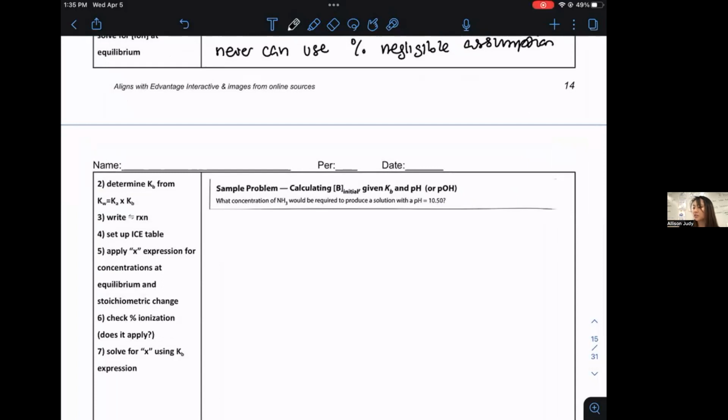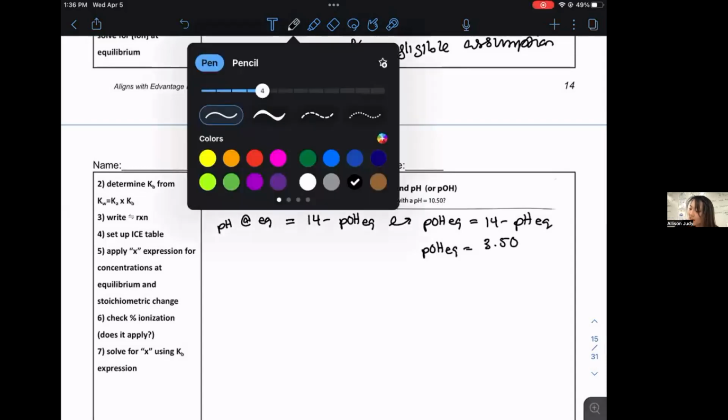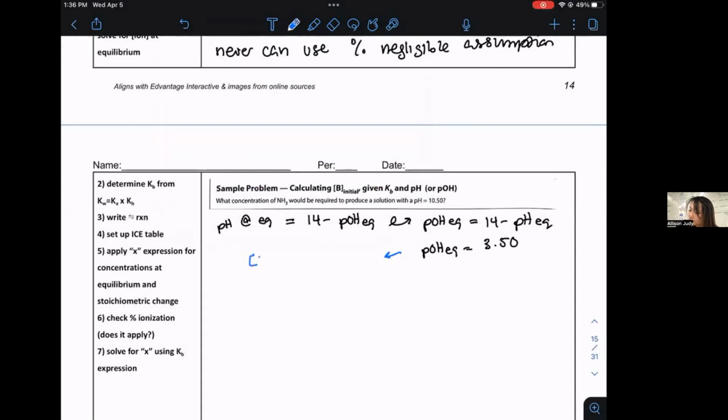But wait, I'm from the base perspective. So what can I do? If this is the pH at equilibrium, that means I can say that 14 minus the pOH at equilibrium, I can figure out. If I rearrange it, the pOH at equilibrium is equal to 14 minus pH at equilibrium. So I get that pOH at equilibrium is equal to 14 minus 10.5, so I get that it's equal to 3.50.